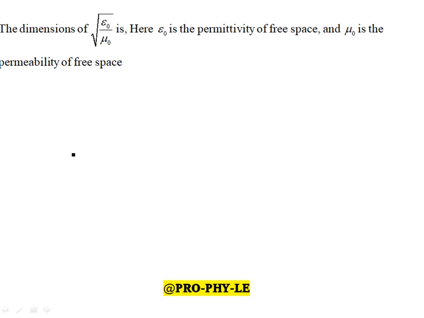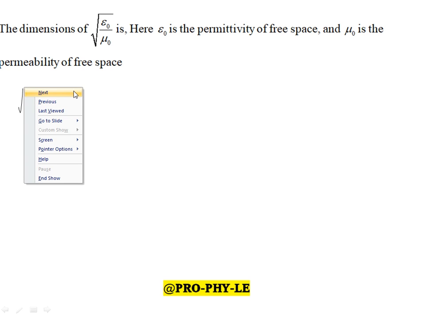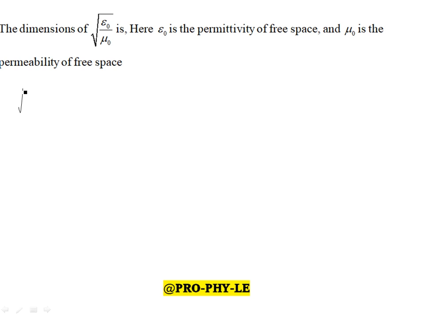Now look at this. The dimensions of square root of epsilon naught by mu naught. Here epsilon naught is the permittivity of free space and mu naught is the permeability of free space. You are given an equation like this: square root of epsilon naught by mu naught. I can write it like this: in the numerator and denominator I will multiply with epsilon naught, so this will be epsilon naught by square root of mu naught into epsilon naught.